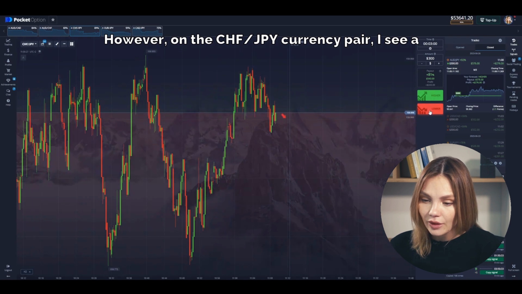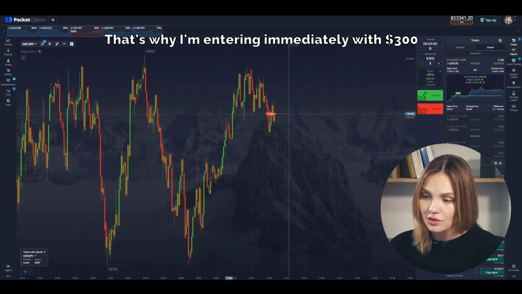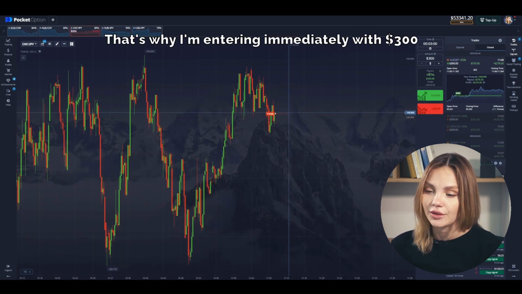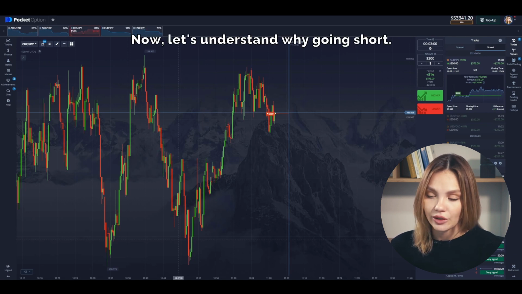However, on the Czech franc and Japanese yen currency pair, I see a fully formed reversal pattern of a perfect head and shoulders. That's why I'm entering immediately with $300 for 3 minutes, going short. Now let's understand why going short.